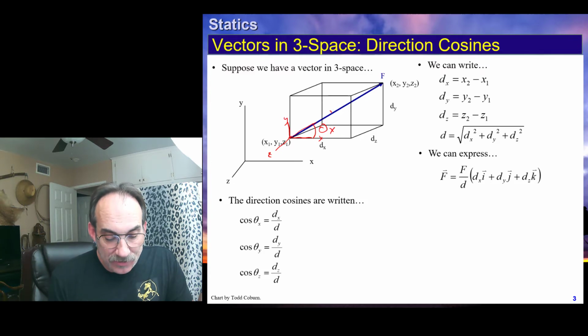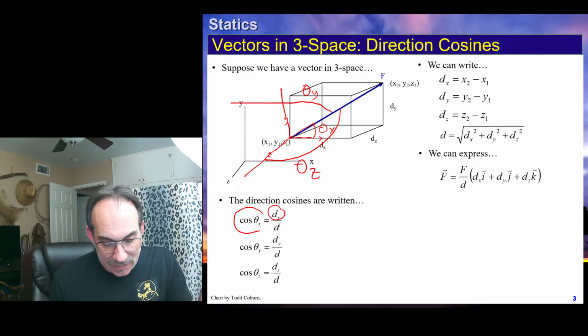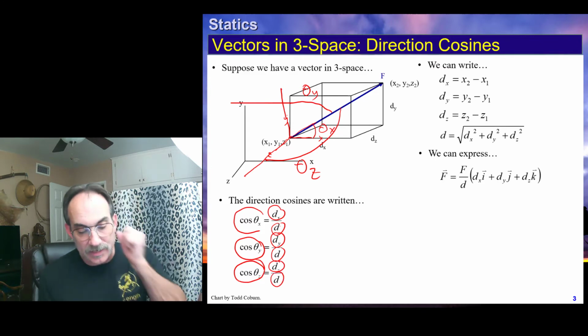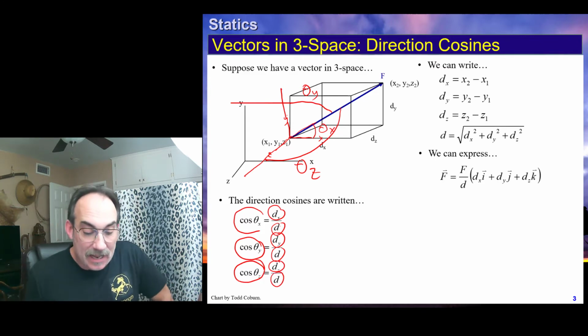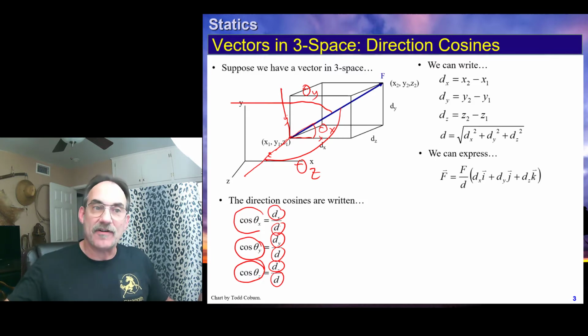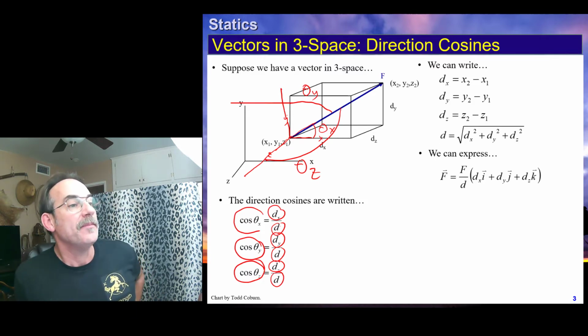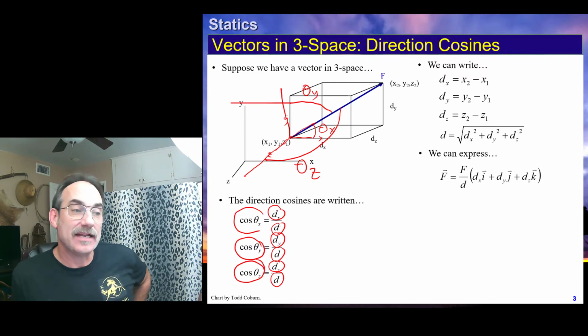So from that vector to the y-axis, this one is theta y, and the angle that this vector makes with the positive z, this angle here, is theta z. We can calculate that by just taking the cosine of theta x, which is just dx over d. The cosine of theta y is just dy over d. The cosine of theta z is just dz over d. And that is another way of specifying the unit vector, because this dx over d is the unit component in the x direction and so on.